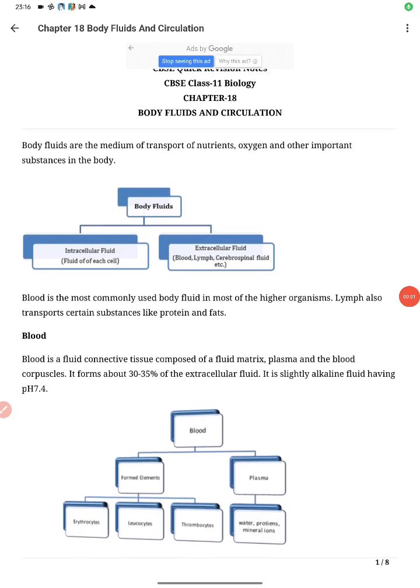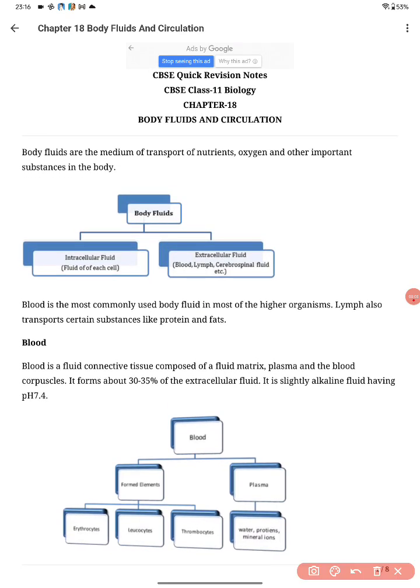So today we are going to talk about body fluids and circulation. This is a very important chapter. Its weightage is high, so we will discuss it with regard to the board examination as well as the NEET examination. So let's first talk about fluids. This chapter talks about the heart, blood cells, and blood.